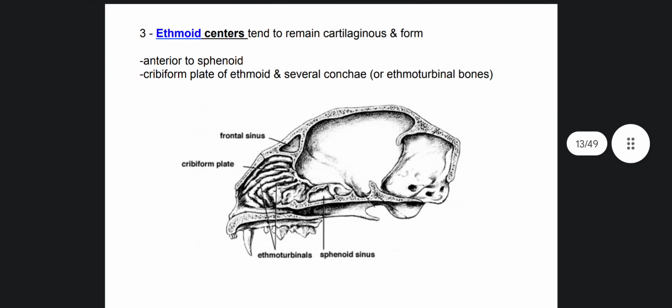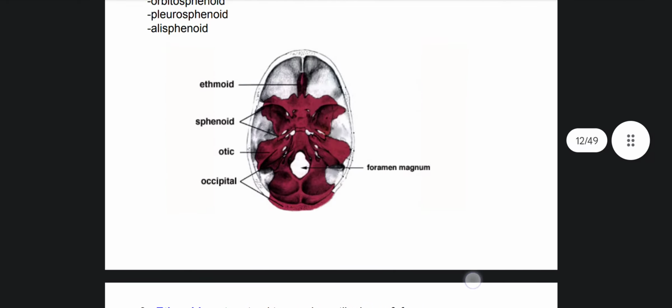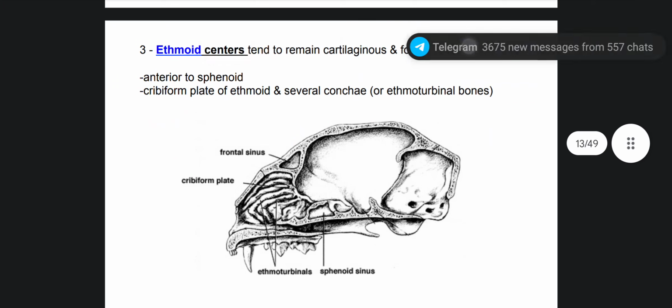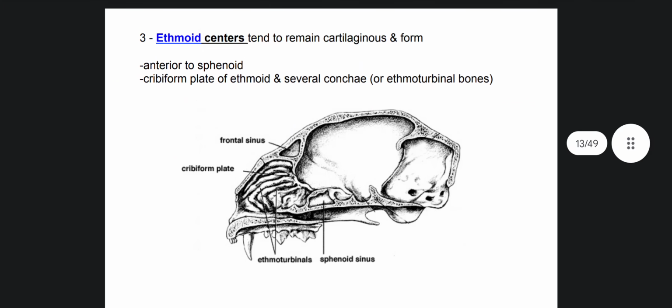The third one is the ethmoid centers. It tends to remain cartilaginous, and it remains so throughout life also. It is anterior to the sphenoid. Let me show you the earlier diagram where you can see the ethmoid center. The ethmoid, which we can see at the top, red in color, in the region of the nose. What does it indicate? Our tip of the nose is still a moving structure. Whenever we move, it can move, and it is flexible, and it gives shape to the nose. That is why it is cartilaginous, and it remains throughout life as it is.